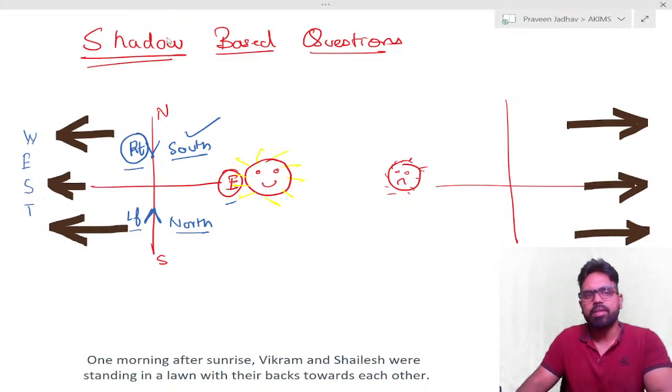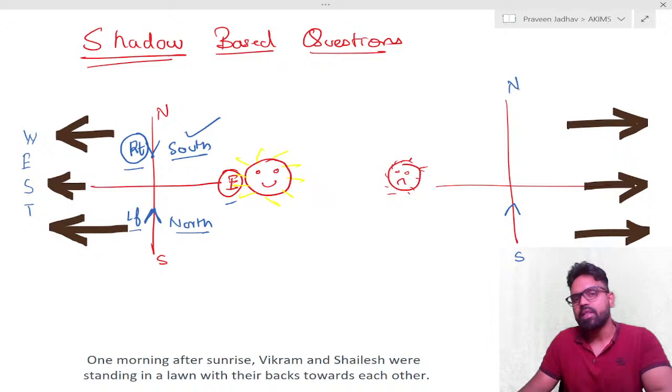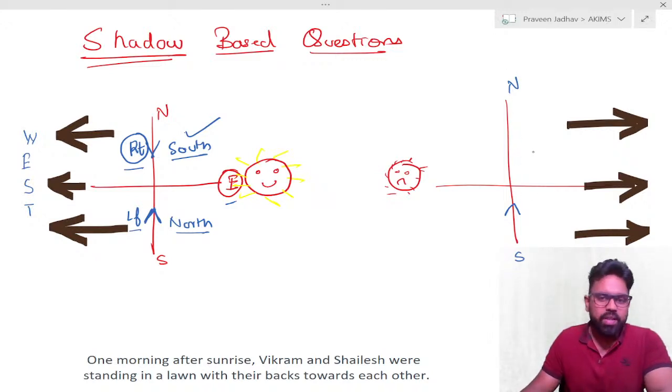Now let us draw a person. If a person is facing north, this will be our north, right? This will be our south, right? Yes or no? If a person is facing north, onto which side will he have a shadow? If a person is facing north, he will have a shadow onto his right.